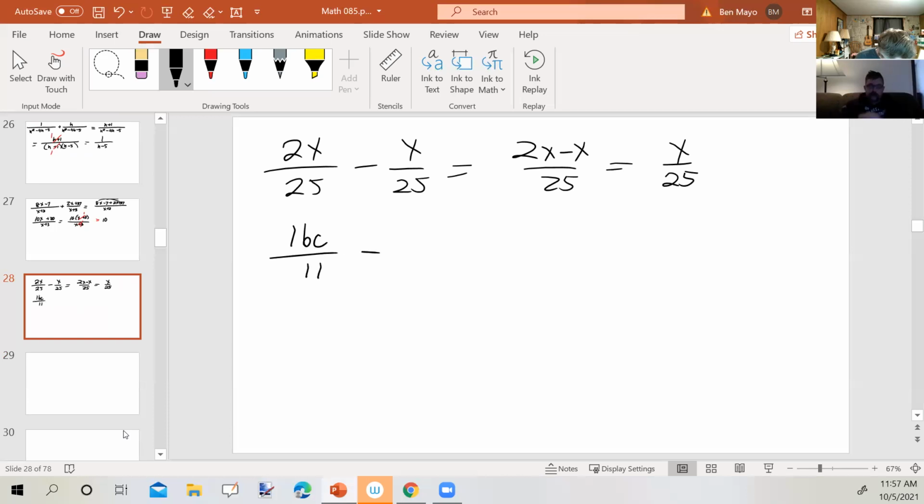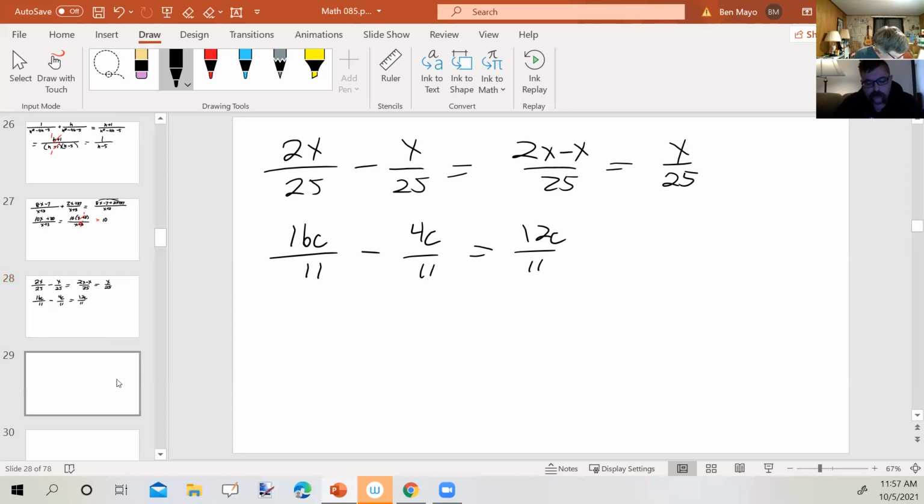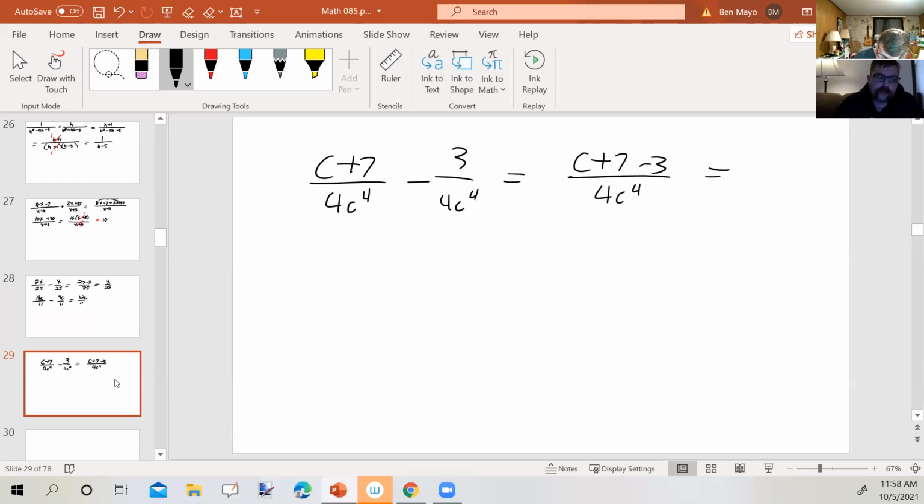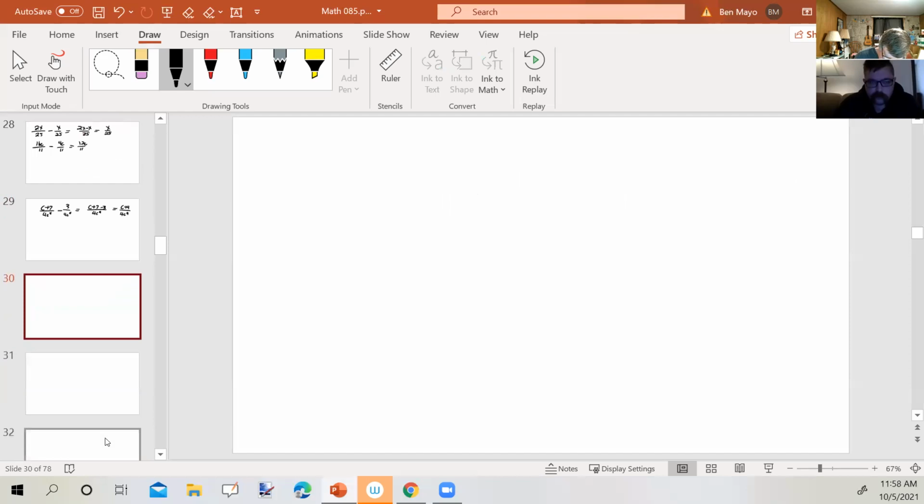16c over 11 minus 4c over 11 would be 12c over 11. c plus 7 over 4c to the fourth minus 3 over 4c to the fourth is c plus 7 minus 3 over 4c to the fourth, which is c plus 4 over 4c to the fourth. So far, so good. How about this one?